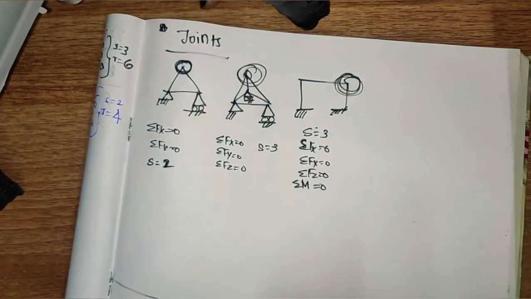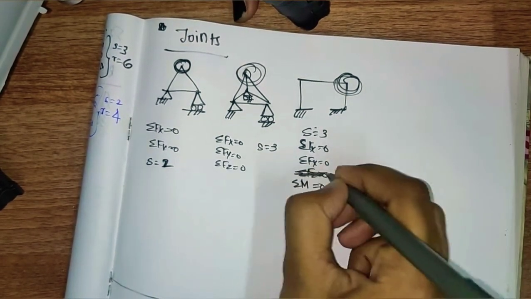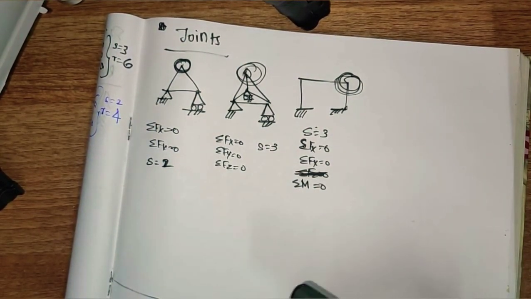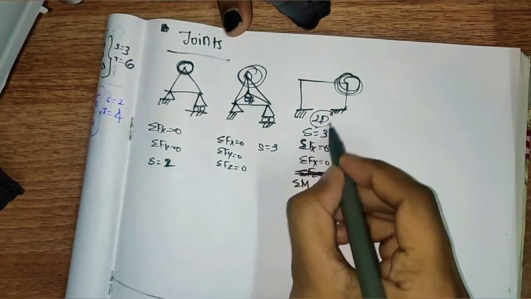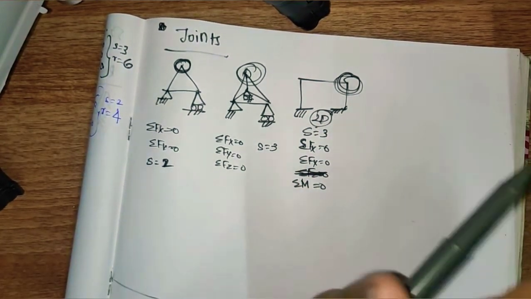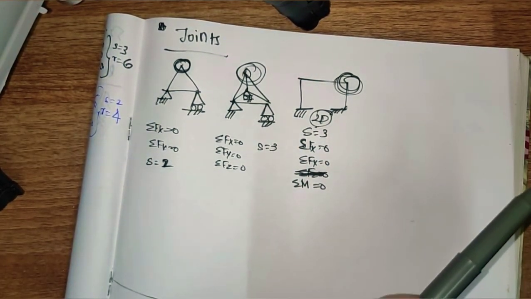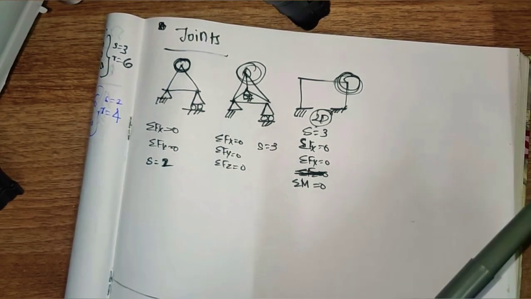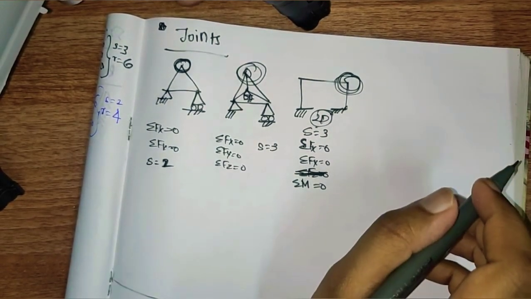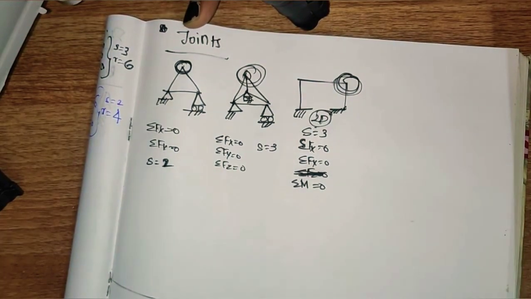Here I have made a mistake, just note it. There won't be summation of Fz equal to 0 because it's 2D only. If it is for a 3D space frame, then you have summation of Fx, Fy, Fz equal to 0, and summation of Mx, My, Mz equal to 0. Next we can see about the space frame.